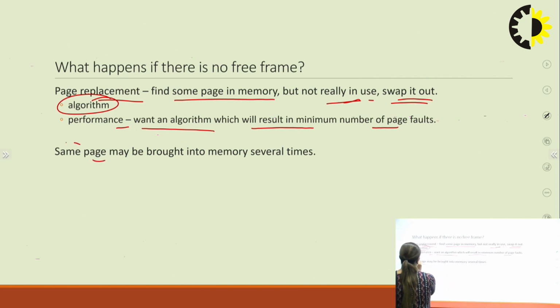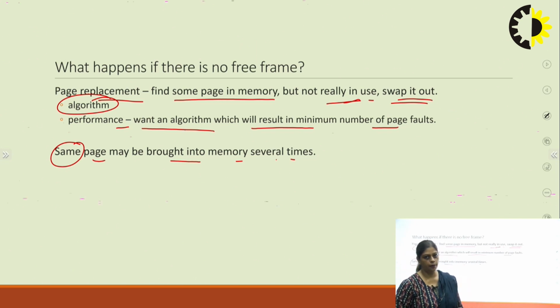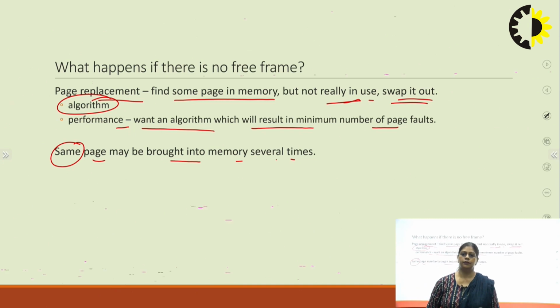The same page may be brought into memory several times. There can be scenarios where some pages are in memory, but at that particular moment two or three pages are not required, so we can send them back to the backing store. And if they are required again later, we can bring them back. It's not that once a page is brought into physical memory, the program has to finish its work before the page is sent back. If it is required at that time, only then will it be kept there. Otherwise, it can give the chance to some other program and other page, and that page can be swapped out and the new one swapped in.